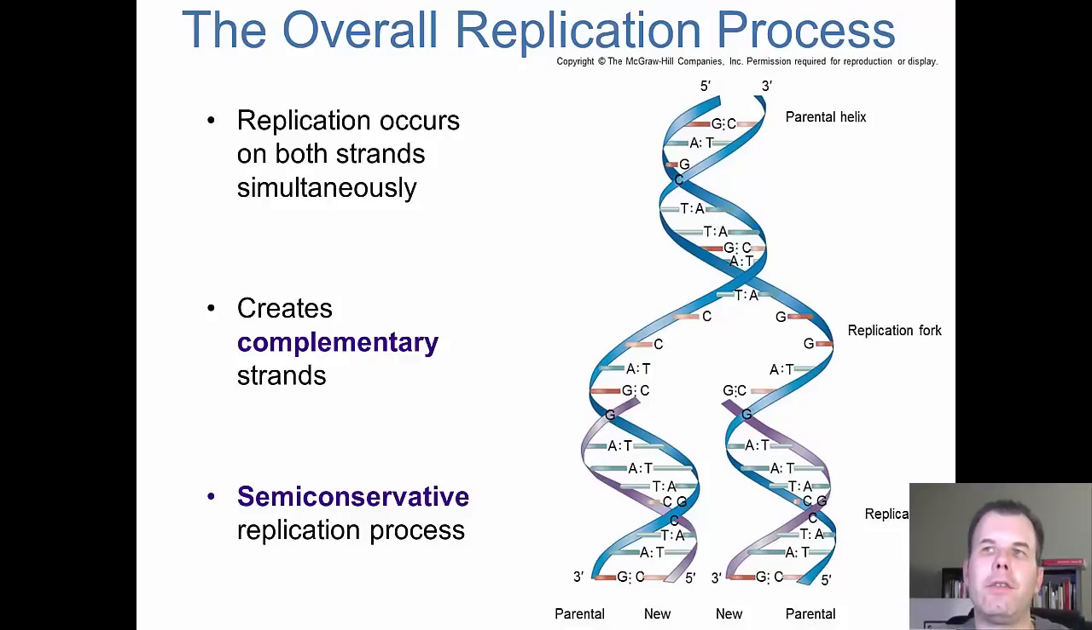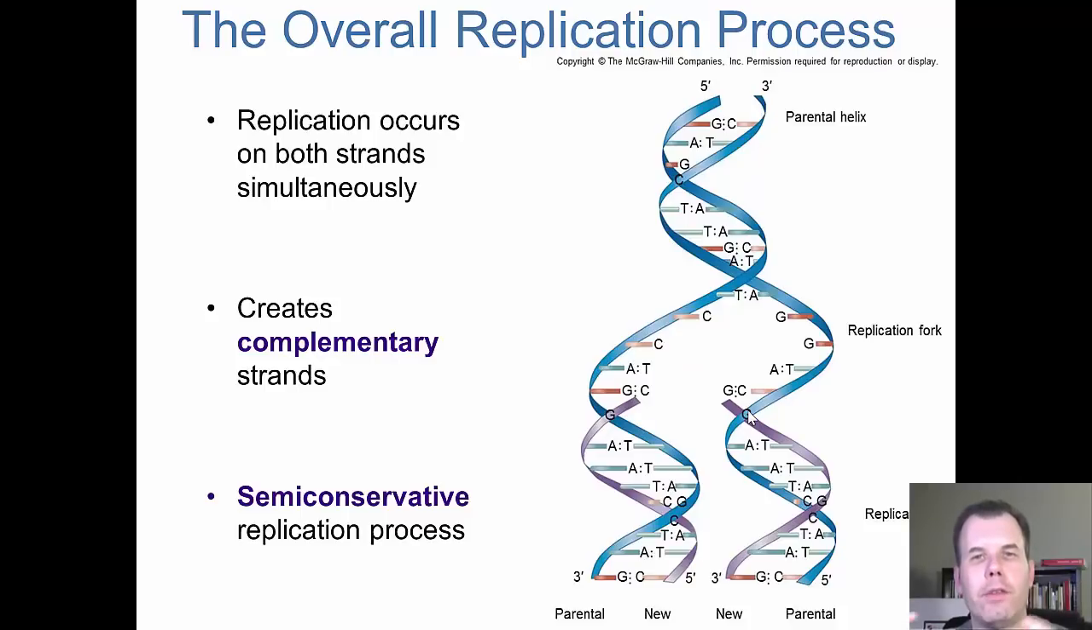If you look at this diagram over here, you can see this is blue and this is purple. The blue represents the old or parental strand. The purple represents the new strand, and this is how it's built. Same thing on this side: you have the old and then the new. So this is a semi-conservative process. What this means is that you always have one old strand and one new strand.